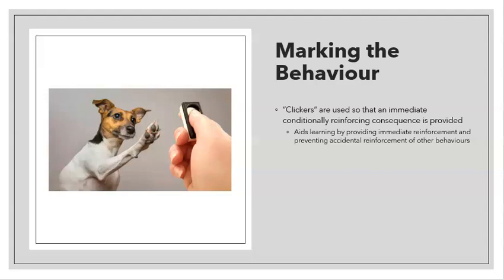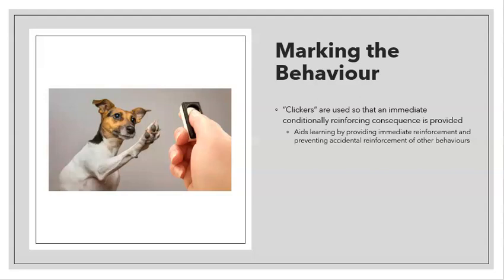We also want to mark the behavior. So what we can do is actually indicate to the subject, whether it's an animal or a human, what behavior specifically we're reinforcing. And that's where, say, clickers can be used. So clickers are used so that an immediately conditioned reinforcing consequence is provided. So it aids learning by providing that immediate reinforcement, and it prevents an accidental reinforcement for other behaviors.